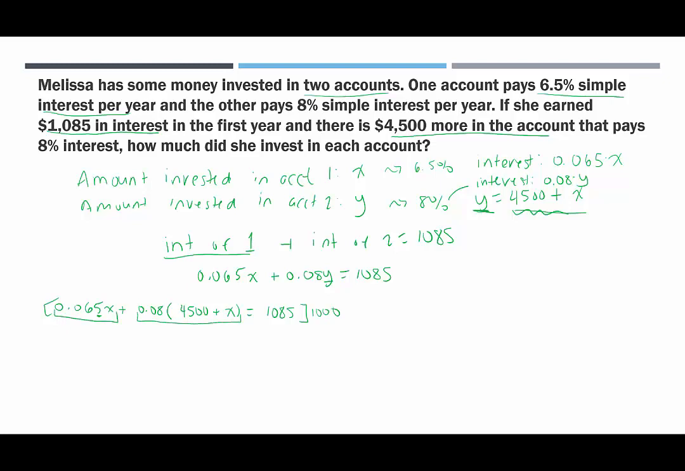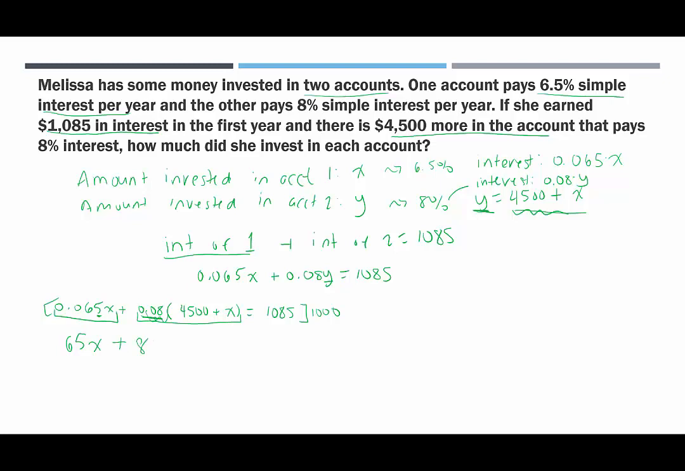When I multiply it to the first term, I'm going to multiply it to the 0.065. That's going to move the decimal over 3 times, and that gives me 65 times X. When I distribute the 1,000 to the second term, I'm going to multiply it specifically to the 0.08. It's going to move the decimal point 3 times, which gives me a gap.